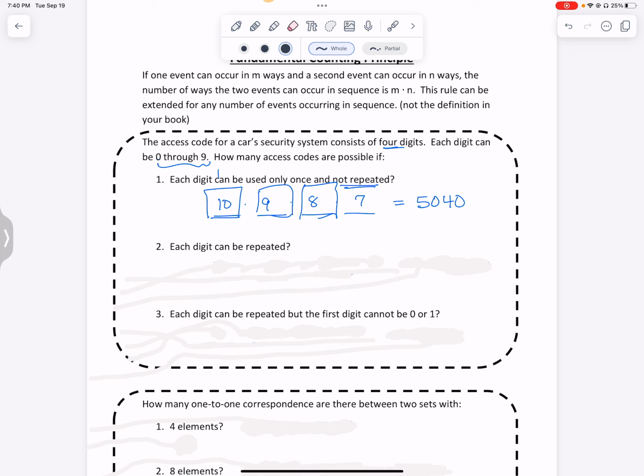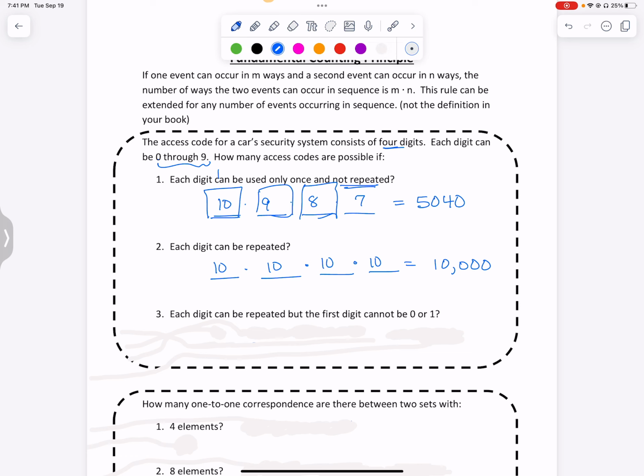Now, what if each digit can be repeated? I chose 7 this time, but that means I could choose 7 again. So if it can be repeated, I still have my 4, but it's going to be 10 every time. 10 times 10 times 10 times 10. That gives me 10,000 choices. Look how many more choices you have just because you can repeat.